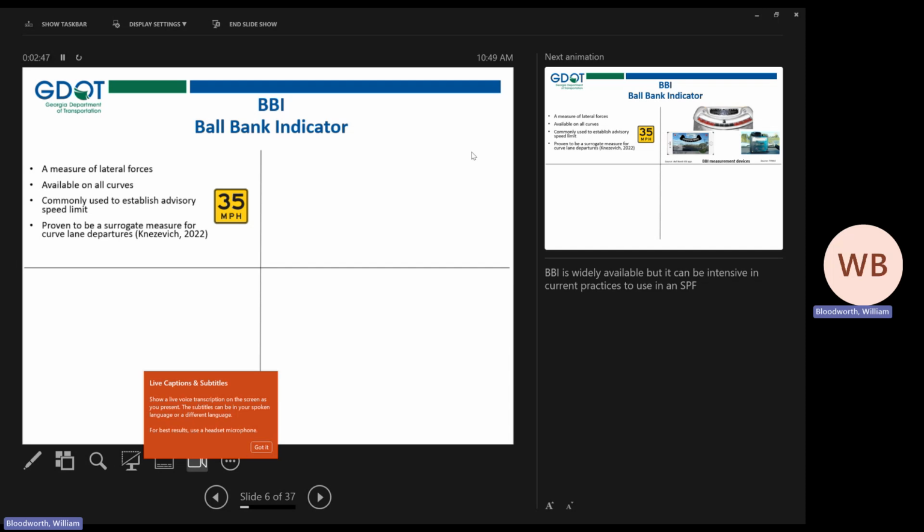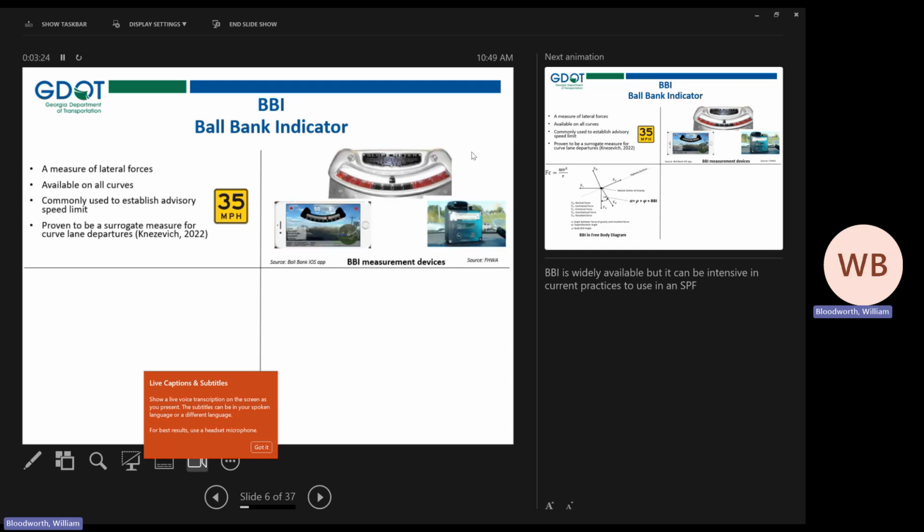We have it available on every curve on the state route system and off the state route system. We just haven't associated it with curves yet. That was done by actually having GDOT employees drive every single curve in Georgia. I would dread having had to do that, but we don't want to keep doing that. We'll shift to another approach later, which I'll talk about at the end. It's commonly used to establish advisory speed limits, what that yellow curve warning sign should say on it. And in my thesis back in college, we proved it as a surrogate for roadway departure crashes.